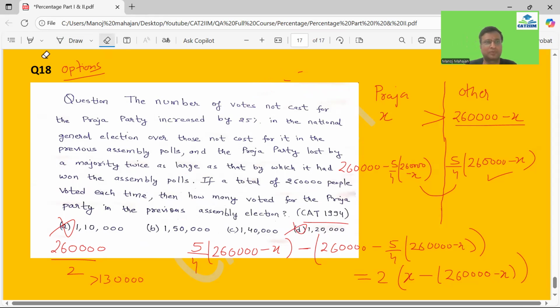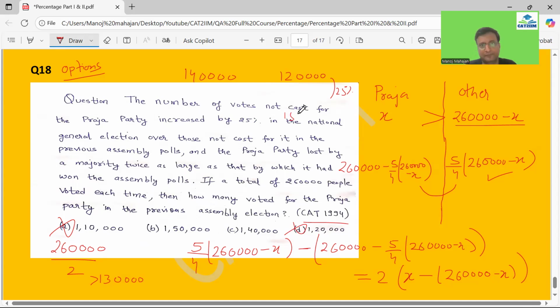So I'm just picking up one of the options out here. So let's say if I pick up option C out here. So let's say the Praja Party got 1,40,000. So can I say the other one would have got 1,20,000? Correct. Subtracting from 2,60,000. Now increase this by 25%. So what do I get? 1 by 4 of this is 30,000.